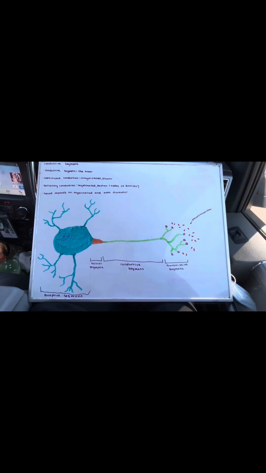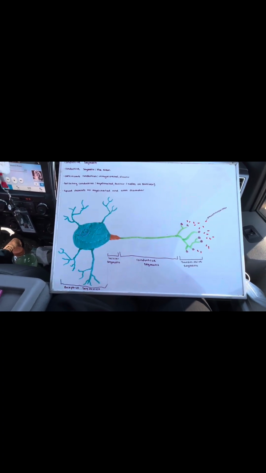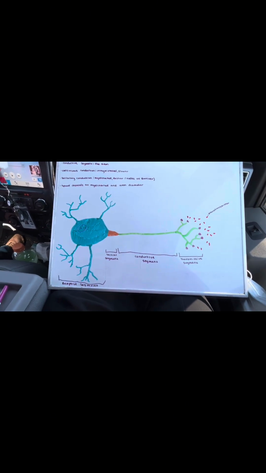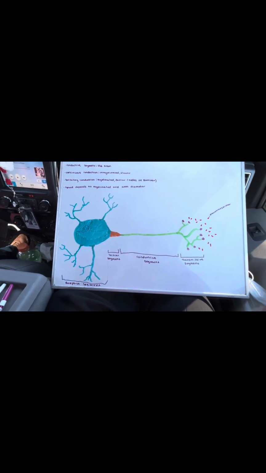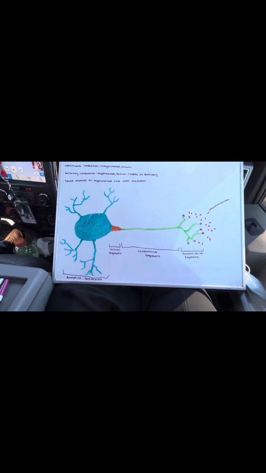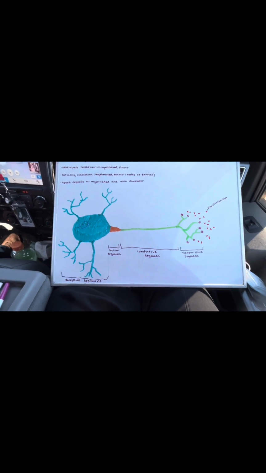Next, we can talk about the conductive segment. The conductive segment is an axon where the action potential travels. There are two main ways signals move. Continuous conduction, slower, occurs on unmyelinated axons, and saltatory conduction, faster in myelinated axons, where the signal jumps between nodes of Ranvier.